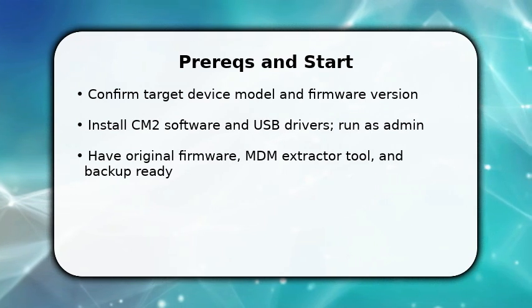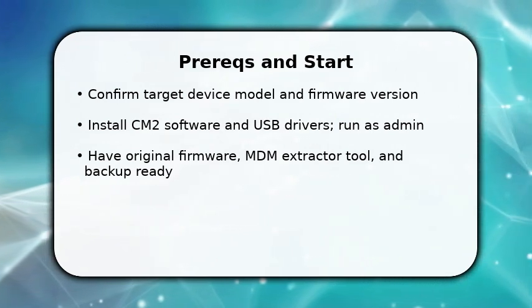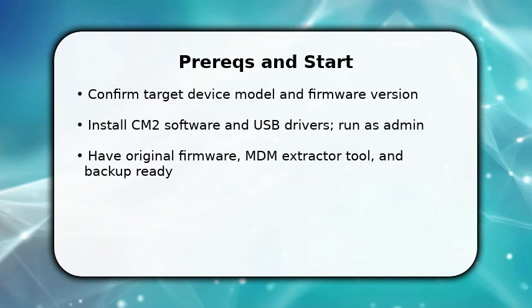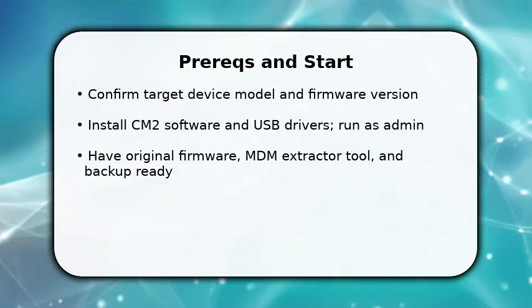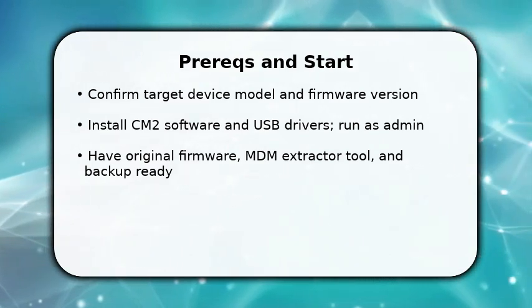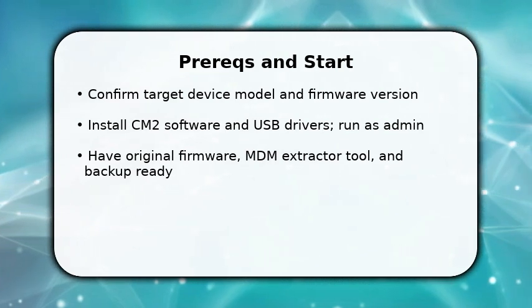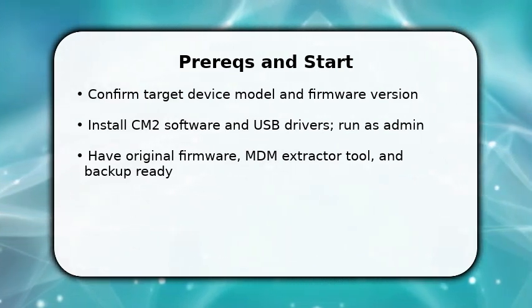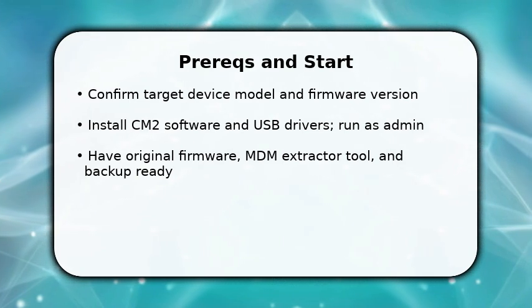Once done, load the original firmware and select the MDM extractor module in Cm2. You do this now to capture required headers and partition maps. Without them, the conversion will fail. Proceed only when the device is stable and backups are complete.